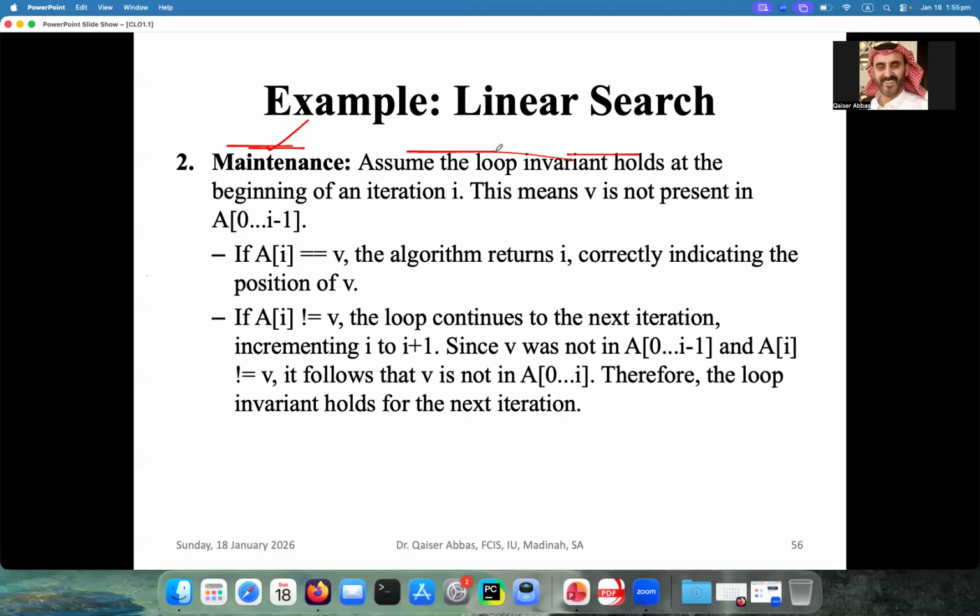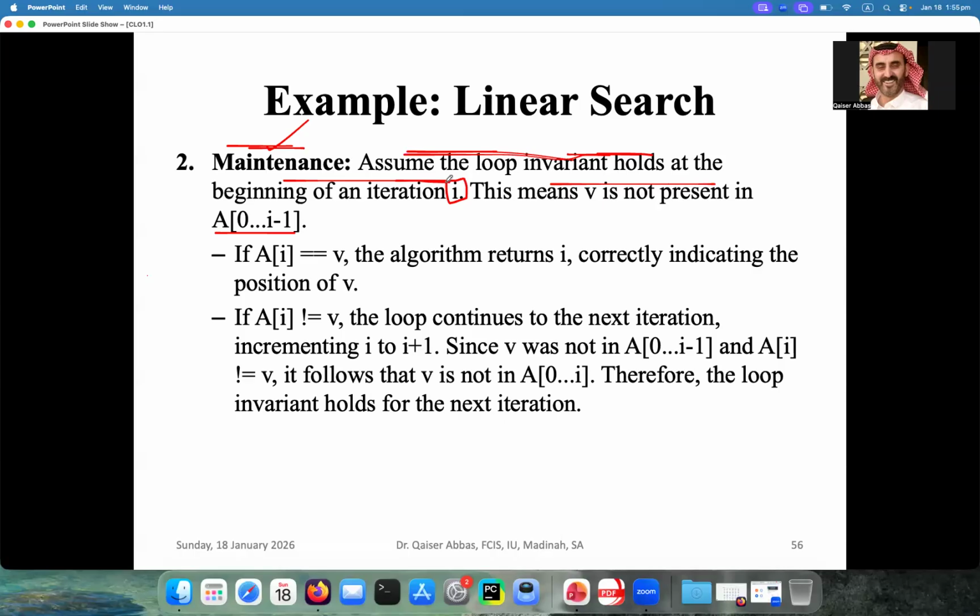Assume, we are writing this because it is like the inductive step of your mathematical induction. And here we are assuming that our loop invariant is true, holds, at the beginning of an iteration I. This means V is not present in 0 to I minus 1. This is our assumption. Assume that the loop invariant is true at the beginning of an iteration I. So iteration I is going to start.